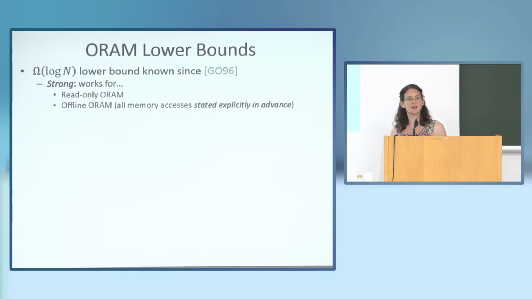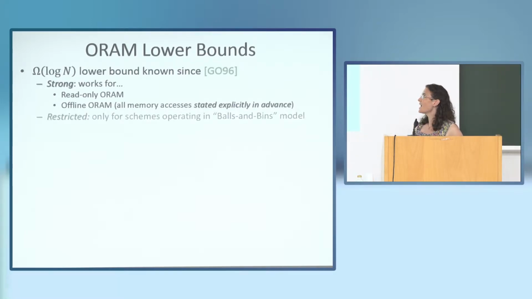So it needs to say which locations it's accessing, whether it's reading or writing, and what it's writing. And I say that this is extremely limited because, for example, you can't implement binary search there or other very basic algorithmic tasks. So this lower bound seems really great. But it has one caveat which makes it somewhat restricted. It only works for schemes that have a specific way in which they operate.